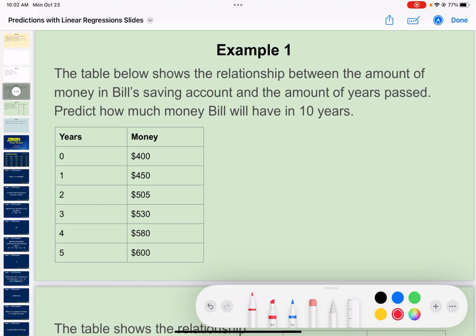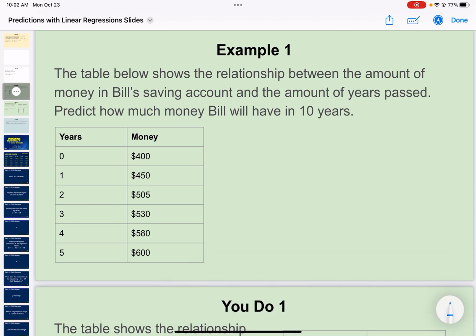All right, so I hate that this is the first example, honestly, because it's not great, but we'll do it anyways. It's good practice. The table below shows the relationship between the amount of money in Bill's savings account and the amount of years passed. Predict how much money Bill will have in 10 years.